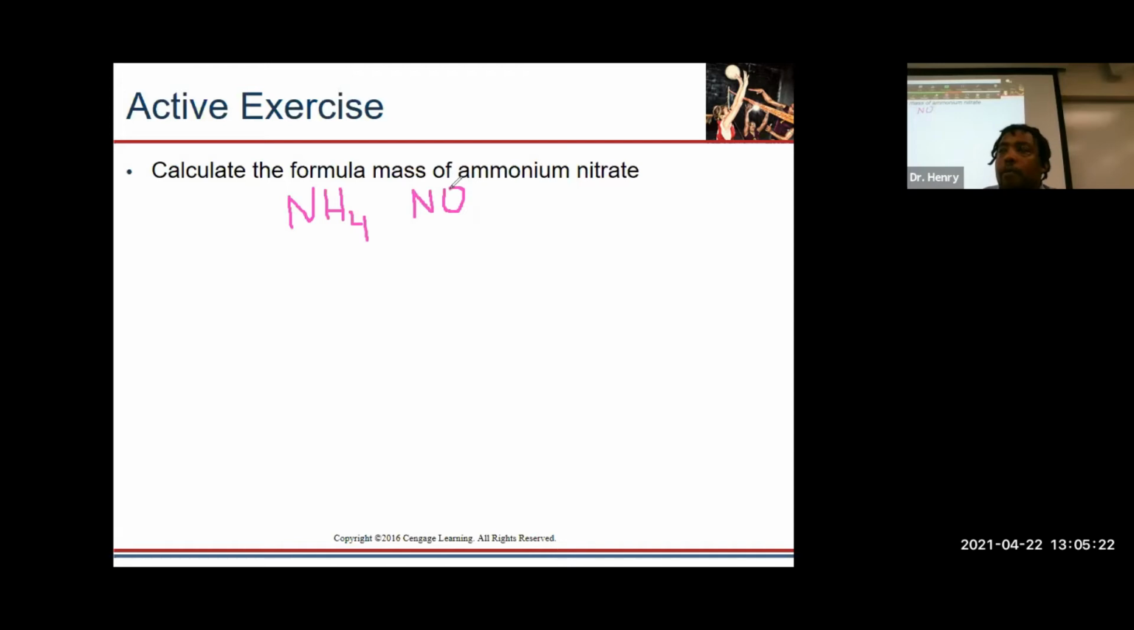Because we know that ammonium has a +1 charge and the nitrate has a -1 charge, so it balances out perfectly. Okay. So that's my chemical formula for ammonium nitrate. So how would I calculate the formula mass?